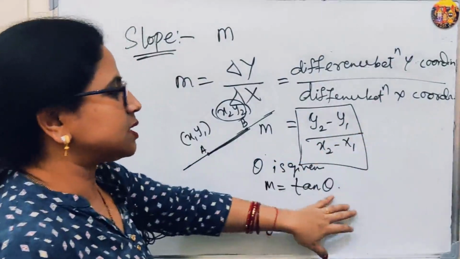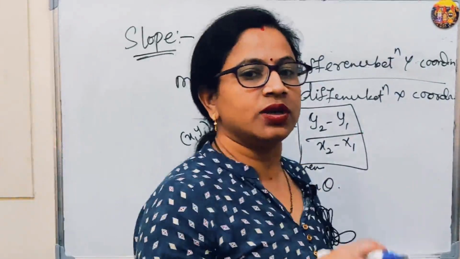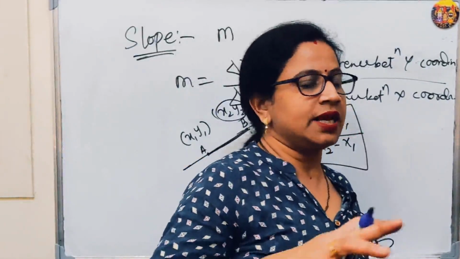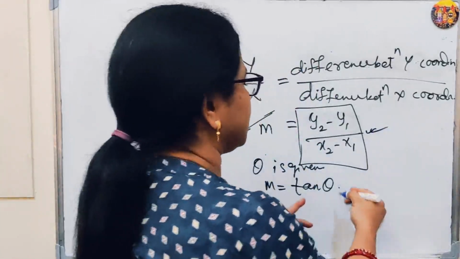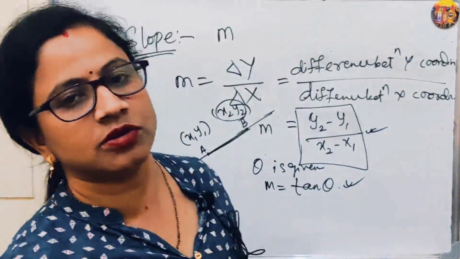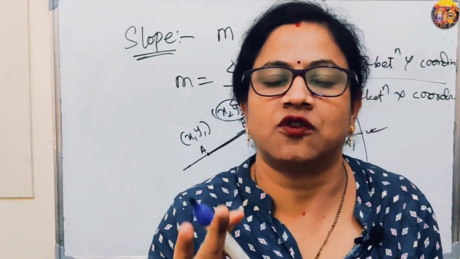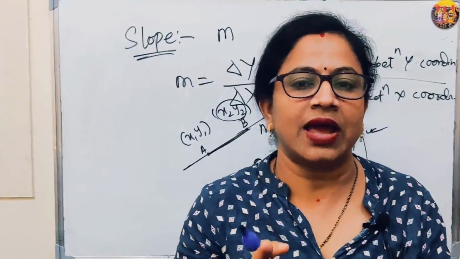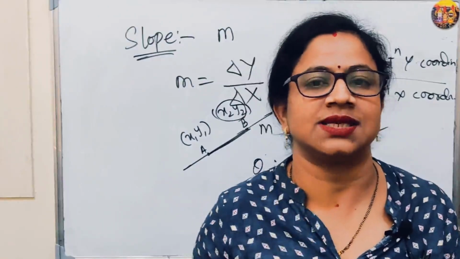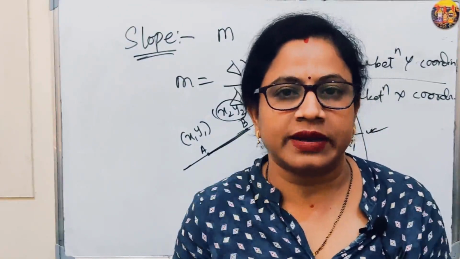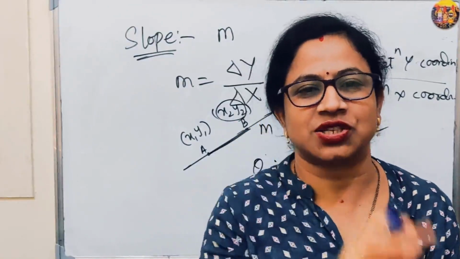So both these parts are important. Where coordinates are given for the points, you have to use this formula. When theta is given, you have to use this formula for calculation of slope. I hope slope and inclination of line is clear to you. Now I will solve some application questions from your textbook for your better clarity and understanding. So let's solve some questions.